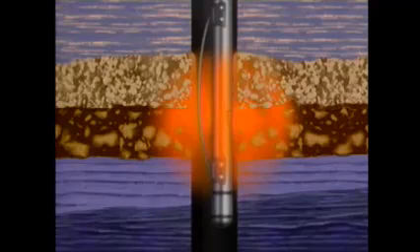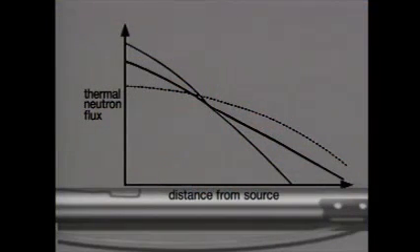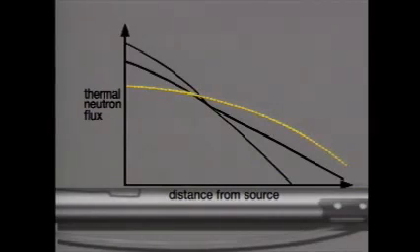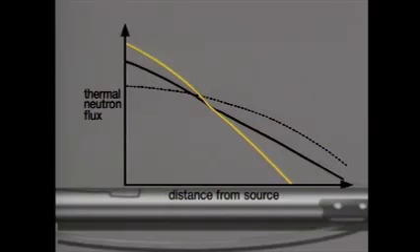When the tool is in the hole, high-energy neutrons penetrate the mud cake and formation as they start their degradation through epithermal to thermal neutrons. As they move away from the source, a thermal neutron flux, or gradient, is established that depends upon the collision rate between the formation nuclei and the neutrons. The flux rate declines with distance from source, and at a different rate or slope depending upon porosity.